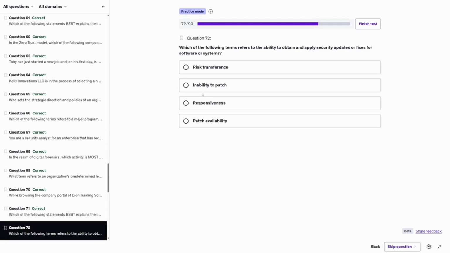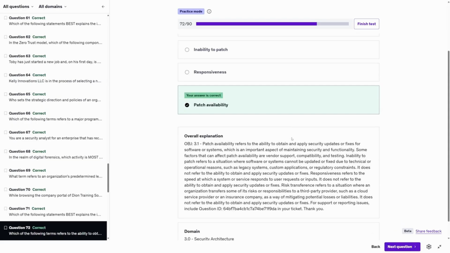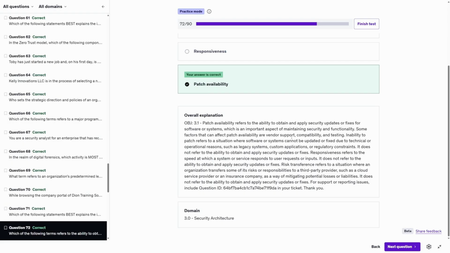Which of the following terms refers to the ability to obtain and apply security updates or fixes for software or systems? The correct answer here is patch availability. Patch availability refers to the ability to obtain and apply security updates or fixes for software or systems, which is an important aspect of maintaining security and functionality. Some factors that can affect patch availability are vendor support, compatibility, and testing. I'll leave up the other answers for a few extra seconds.